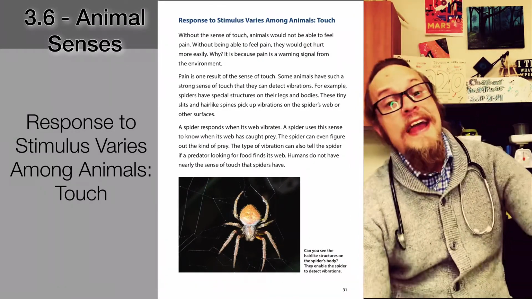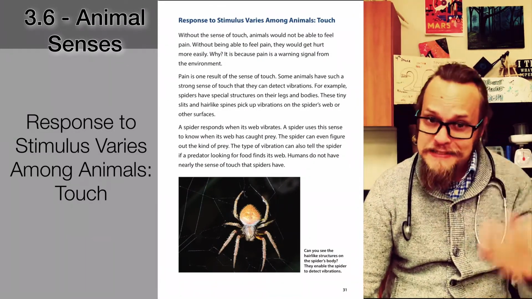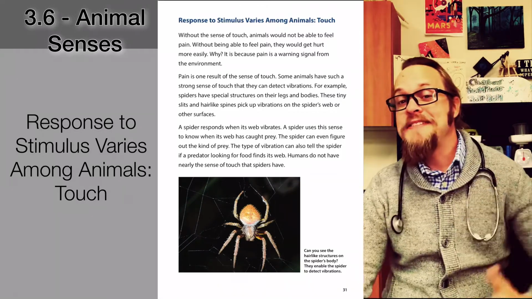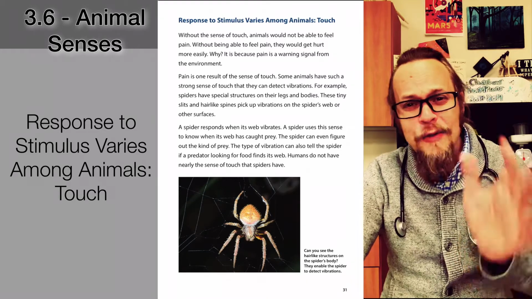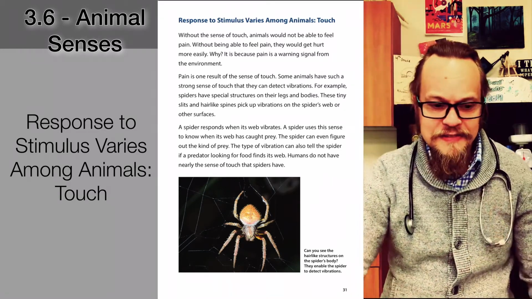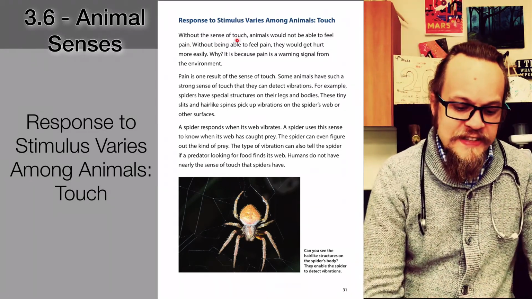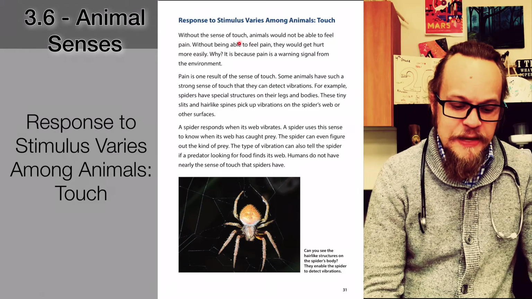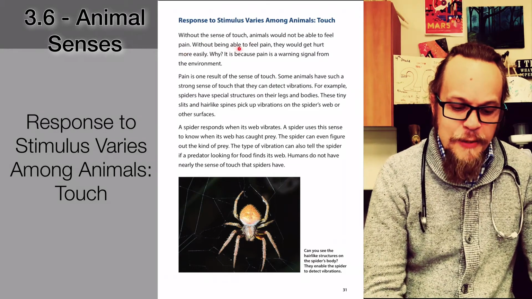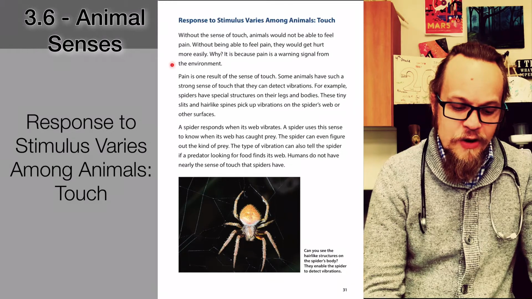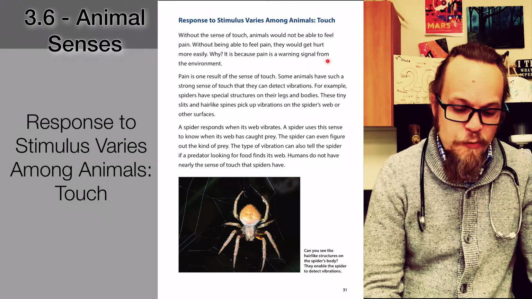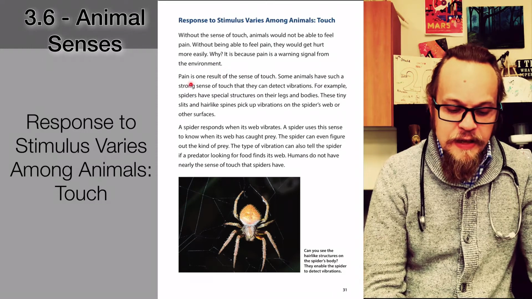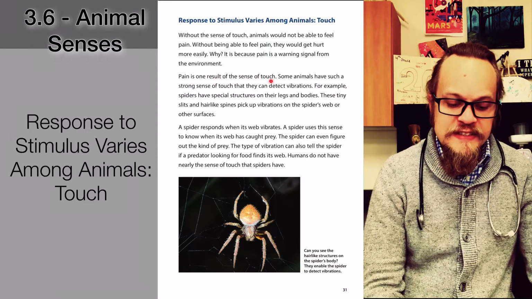So we know that animals vary in how they see and how they hear and how they smell. Why wouldn't it be different that animals vary in how they touch certain things? Well, without the sense of touch, animals would not be able to feel pain. Without being able to feel pain, they would get hurt more easily. Why? Well, it is because pain is a warning signal from the environment. Pain is one result of the sense of touch.